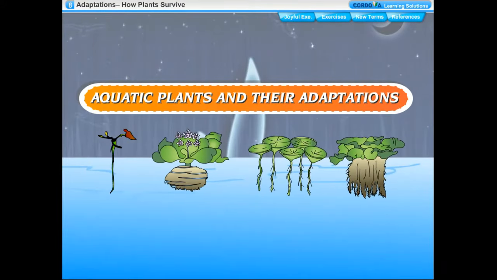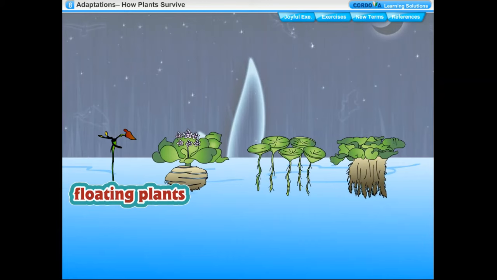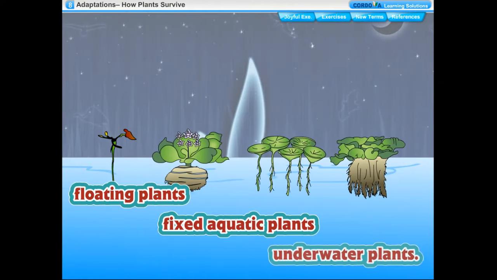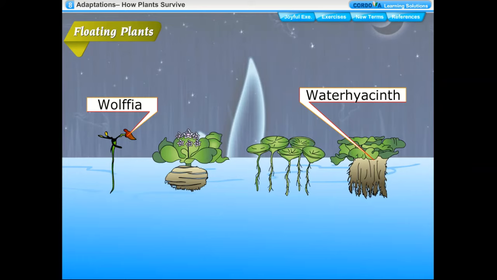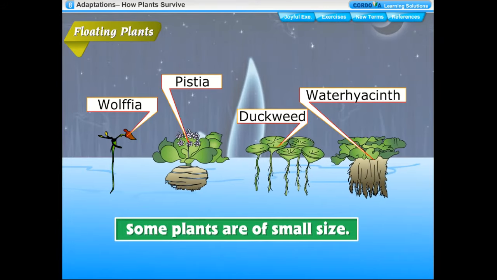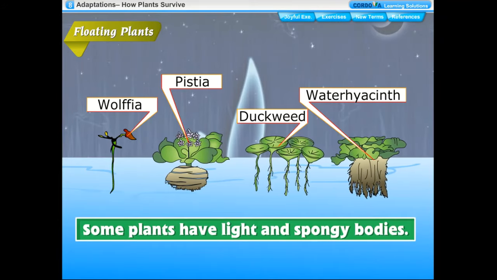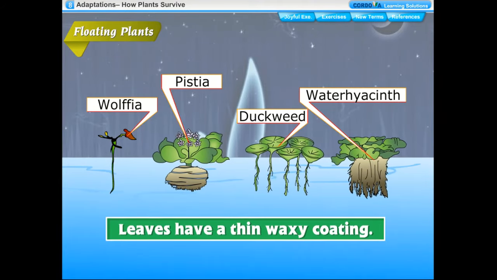Aquatic plants and their adaptations. Aquatic plants are divided into following three groups: floating plants, fixed aquatic plants, and underwater plants. Floating plants. Some plants like water hyacinth, wolfia, pistia, and duckweed float on water. Adaptations. Some plants are of small size. Some plants have light and spongy bodies. Stems are reduced and roots are not well developed. Leaves have a thin, waxy coating.